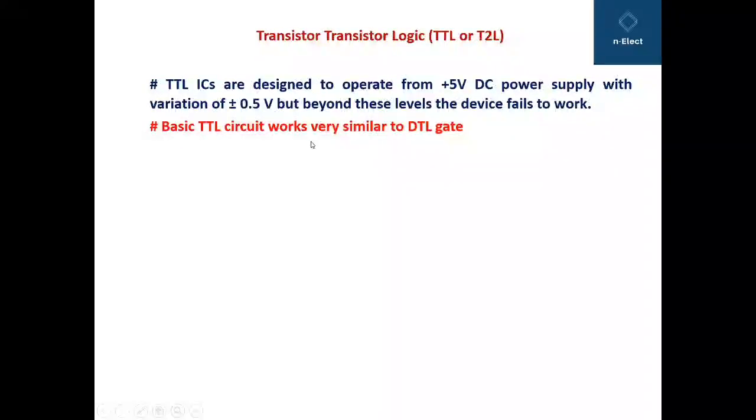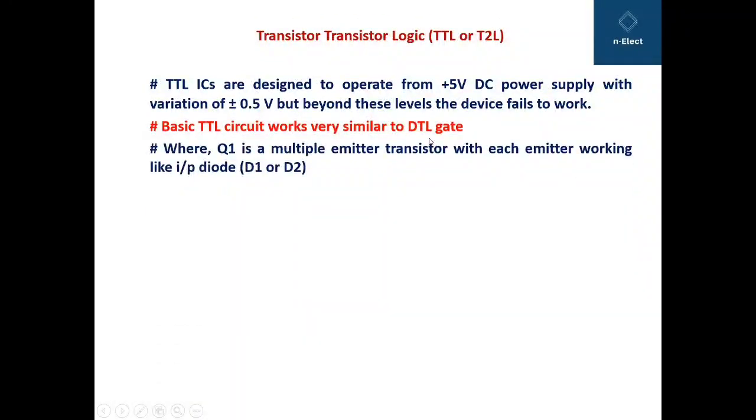Basic TTL circuit works very similar to DTL gate, where Q1 is a multiple emitter transistor. This concept is new, but it will be clear from the further discussion which we are going to do here. So it's a multiple emitter transistor with each emitter working like an input diode, and it may be treated as D1 or D2.